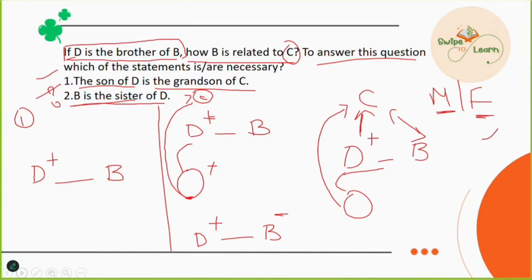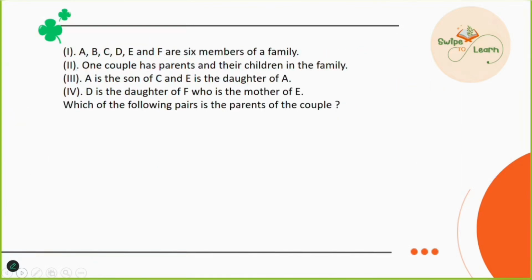But when we combine both the statements, that means if we add a symbol of minus, which indicates a sister, then definitely you know the answer. How is B related to C? You have to see from the C side. So, how is B related to you? It is your daughter. Answer is daughter. So, how many statements are necessary? Both the statements are necessary to answer this question. C is the parent and has two children, D and B. If B's gender is known, then only you can answer the question as B is your daughter. Okay, moving to the next question.